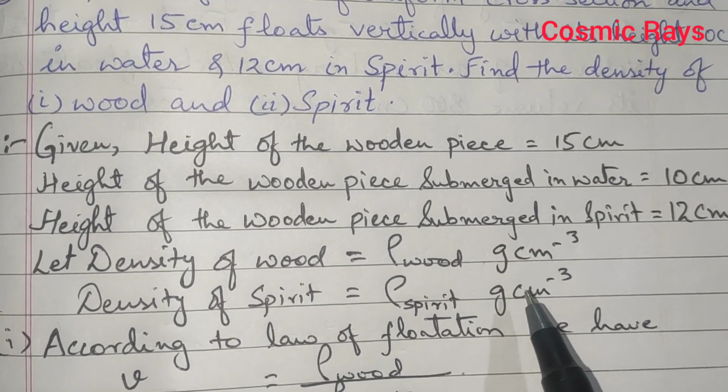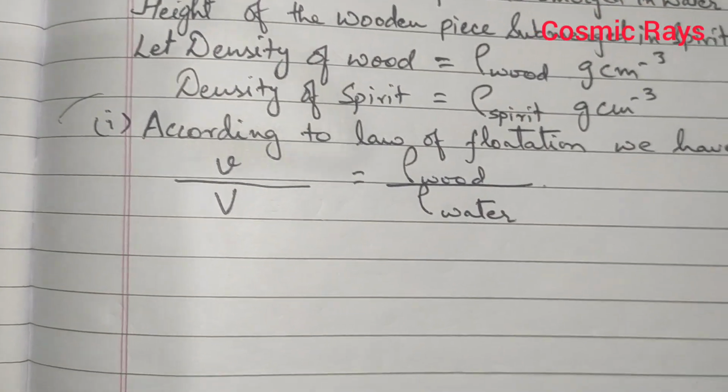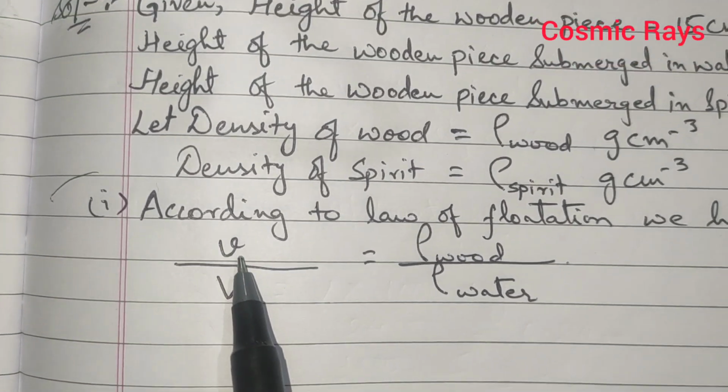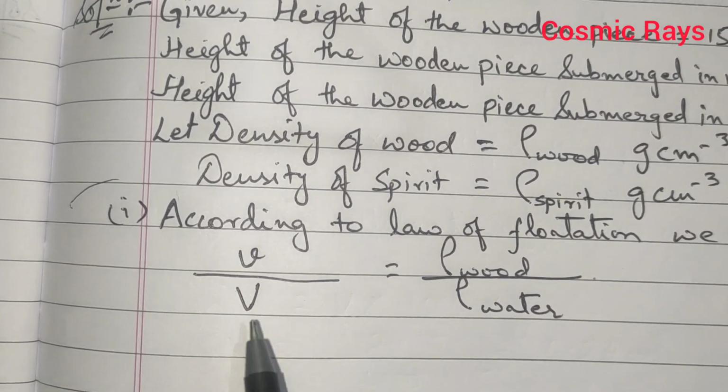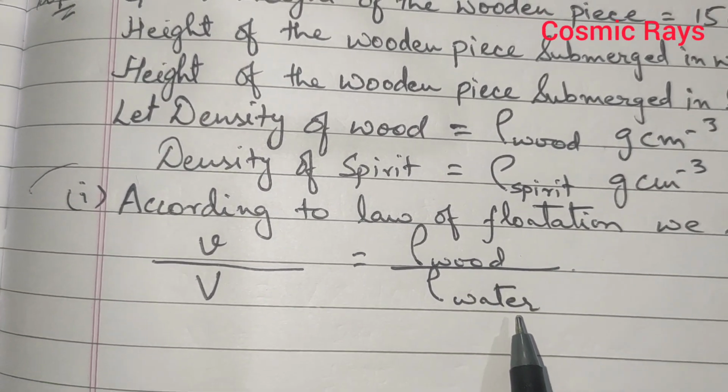These are the entities that we have to find out. So for the first one, we have written the law of flotation, that the volume of the wood which is immersed in water divided by the total volume is equal to the density of the wood divided by the density of the liquid.